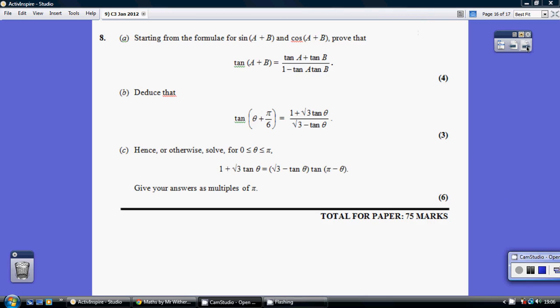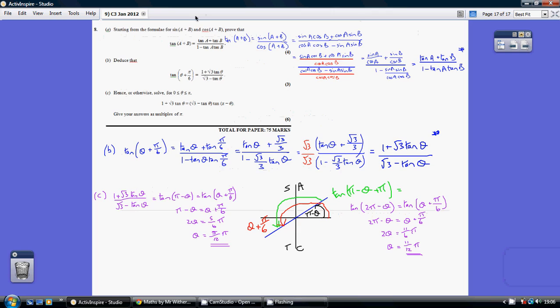Question 8. So we've got to start off with the formulae for sin(A+B) and cos(A+B). So tan is obviously sin over cos. So tan(A+B) is sin(A+B) over cos(A+B).